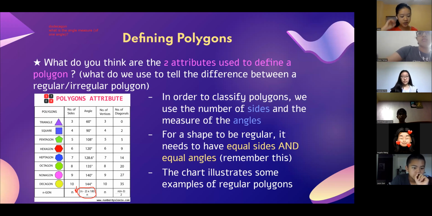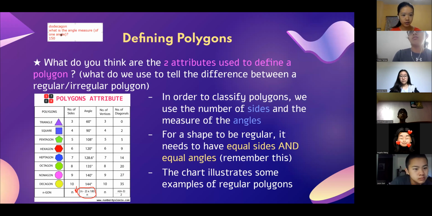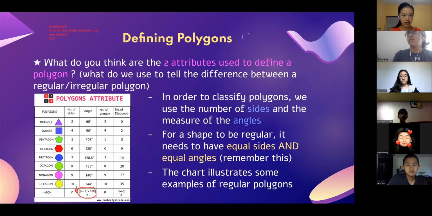Yeah, so the answer would be 150, because using that formula, we would substitute 12 for n. So we would write 12 minus 2 times 180 and then divided by 12. That's 1,800 divided by 12. So that tells us that each angle is going to have a measure of 150 degrees.